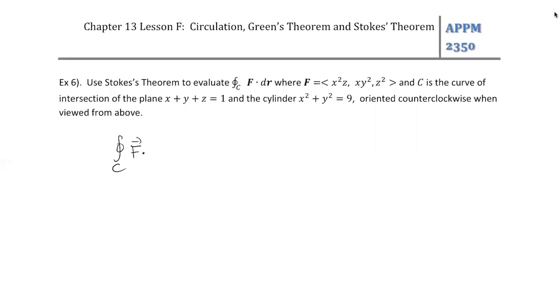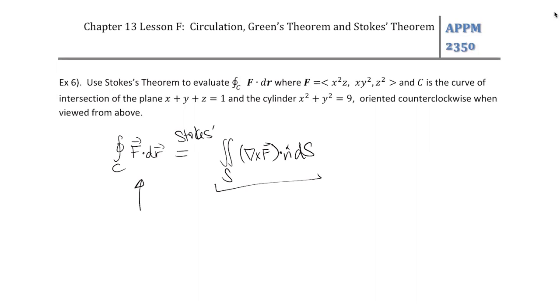if it says given this, and I want to know this line integral using Stokes, then it's asking us to instead integrate over some surface, the curl dotted with the normal vector. So if it says use Stokes to find this, then you're actually going to be using this surface integral.